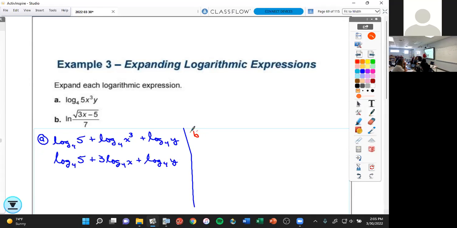Part B. What am I taking the square root of? Can you separate that? You cannot. Square root is grouping symbol. I have to figure out what 3x minus 5 is before I can do the square root. And since I don't know what x is, I can't figure out what 3x minus 5 is. Okay, am I done?